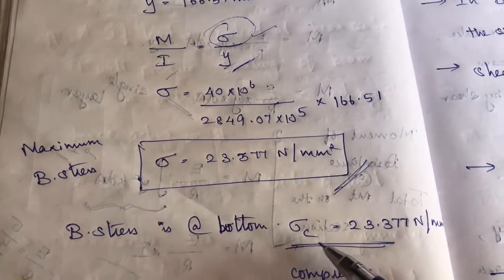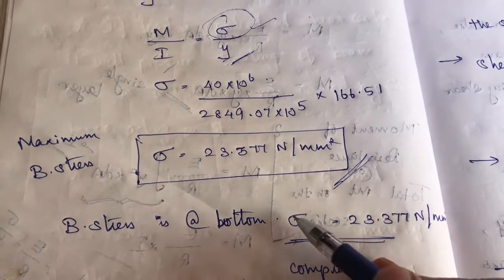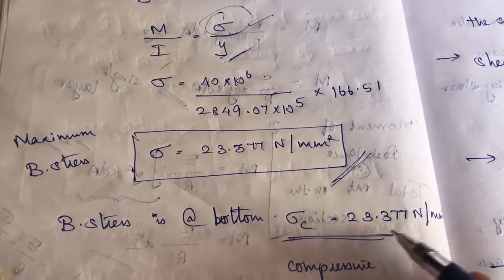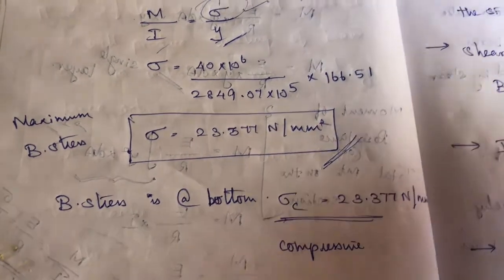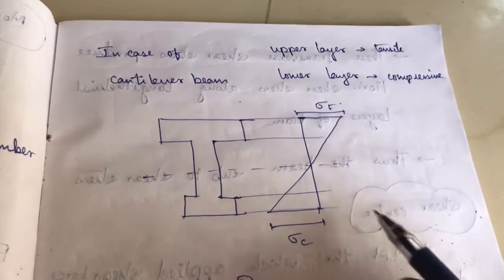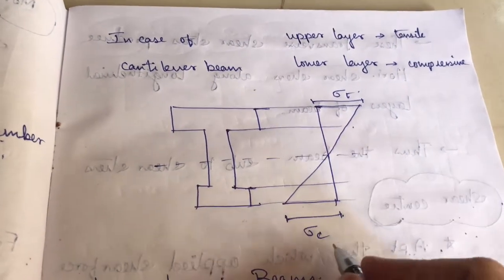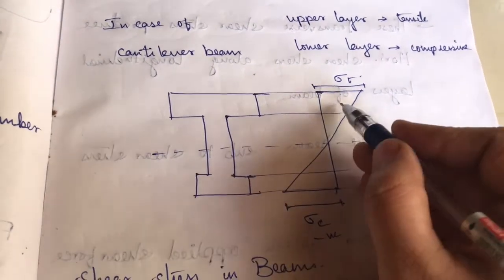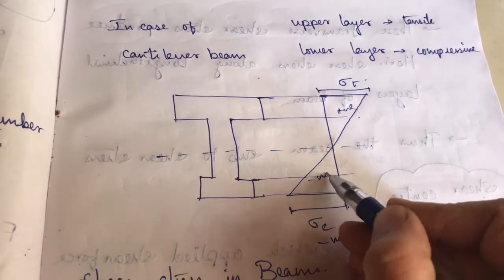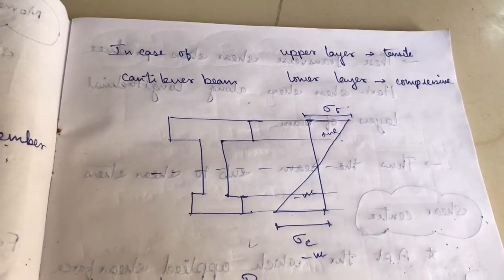This stress is from the bottom. Bottom means compression. So the stress at compression will be equal to 23.377 Newton per mm square. So we can easily draw the diagram like this. Compression is here and tension is here. Compression means negative, so it will be like this, and positive, okay, this is negative. So we can easily draw the stress diagram.